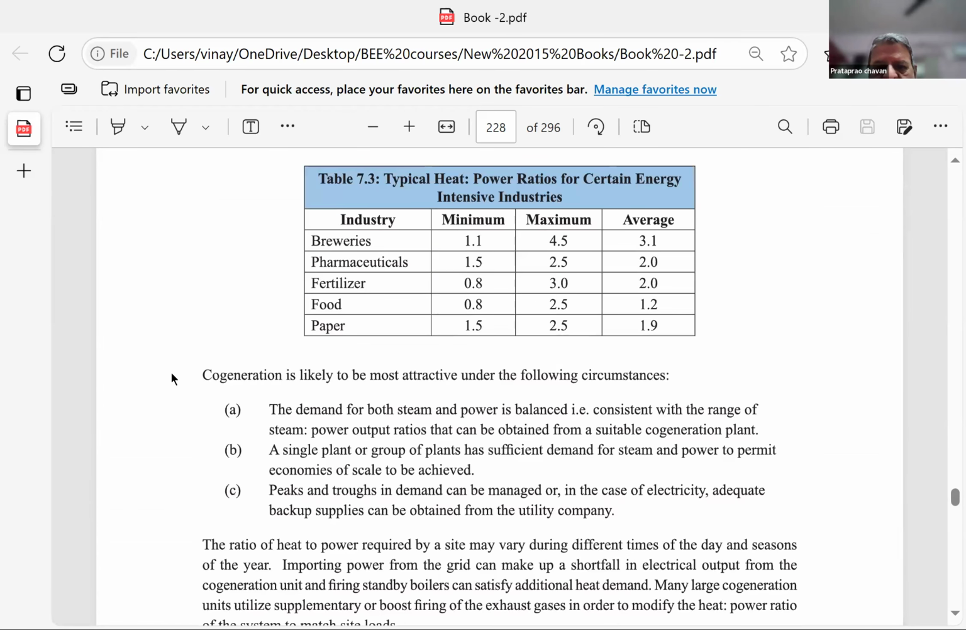Typical heat to power ratios for certain energy intensive industries. This is also proven. If you go to breweries, the heat to power ratios are around 3. If you go to pharmaceuticals, it is 2. That means 2 is the thermal load, 1 is the electrical load. Here in breweries, 3 is the thermal load and denominator 1 is the electrical load. Fertilizers, again, 50-50. Food, 1.2. Paper, 1.9. So you will find here in all cogeneration plants, the requirement of heat is predominant.